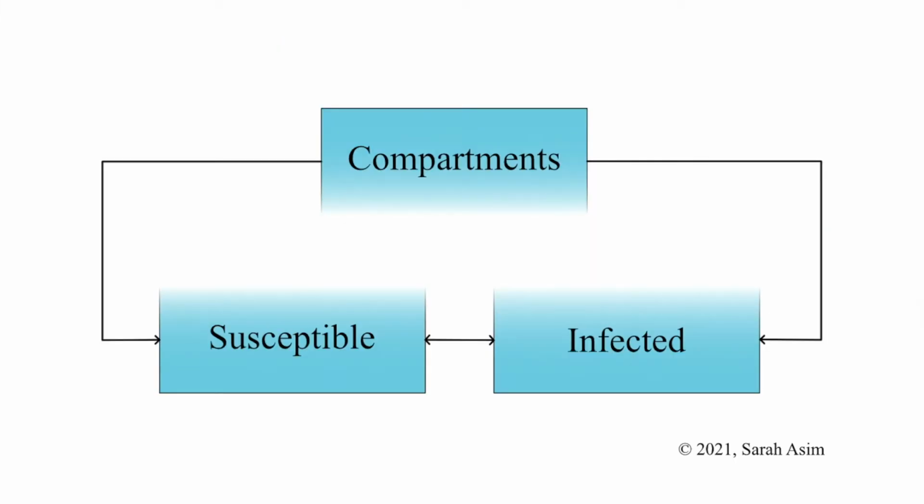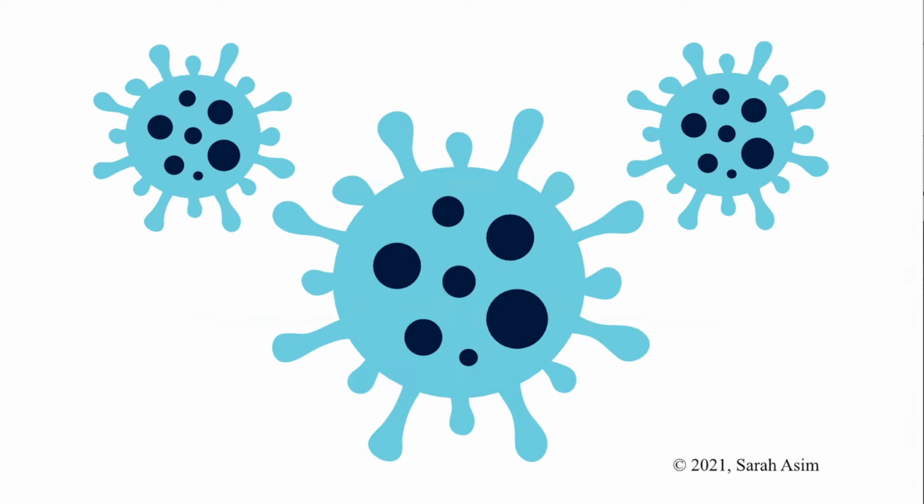To illustrate, a model for the seasonal flu contains two compartments, one for susceptible individuals and the other for infected. At any given time, the model predicts the percentage of individuals in each compartment. This information is useful for researchers, policymakers, and healthcare providers.